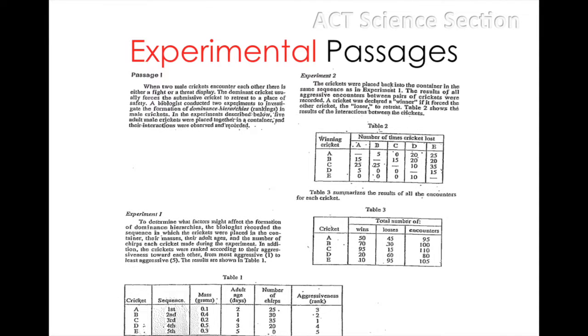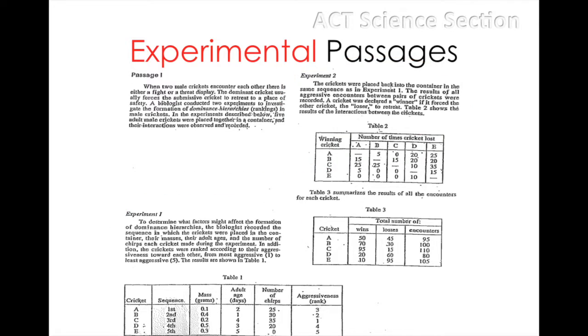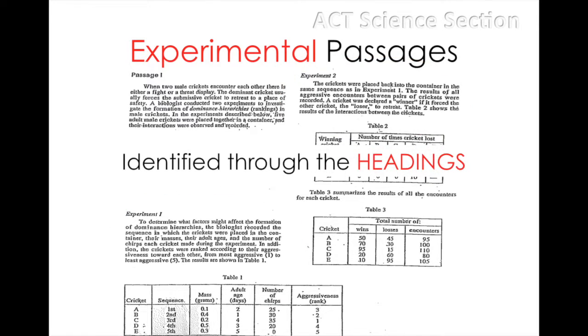Experimental passages present information in the form of several experiments. The easiest way to identify experimental passages is through the headings. Each experiment is titled with a number: Experiment 1, Experiment 2, and so forth. All experimental passages will contain these headings. The only change may be that the experiments may be called studies. The headings would then read Study 1, Study 2, and so on.